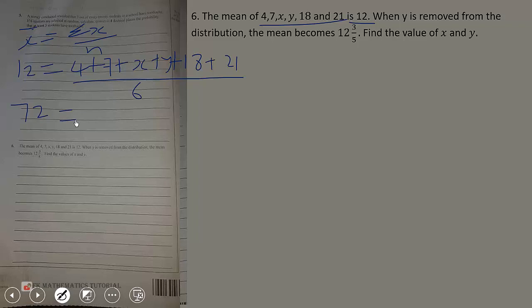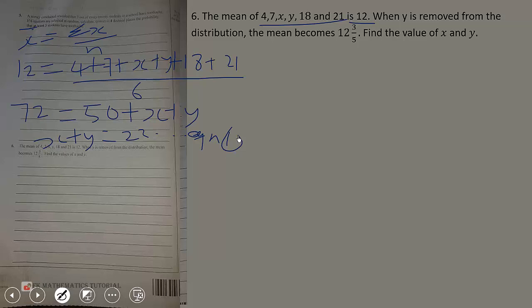11 plus 18 plus 21. That will give us 50. So 72 is equal to 50 plus x plus y. It means that x plus y will equal 72 minus 50, which is equal to 22. So we can call this equation 1.